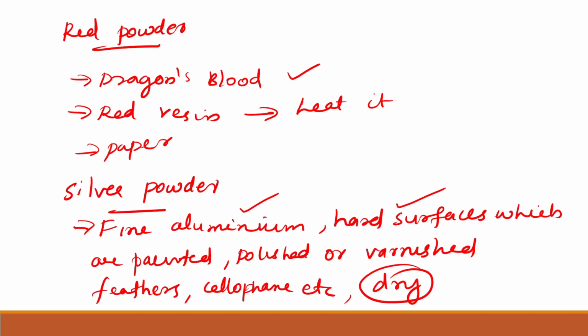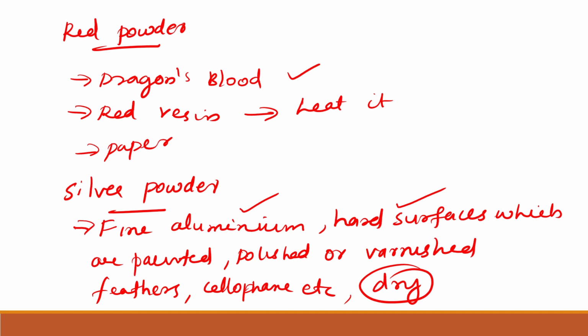And next is red powder. Red powder is also called dragon's blood and is finely powdered red resin from the fruit of a palm that is used in the manufacture of zinc engravings. When this is applied and heated, we will get a good fine print of our fingerprint, and this gives the best result on paper.